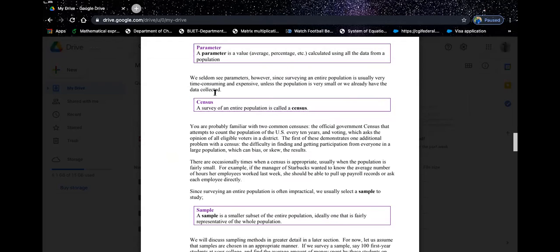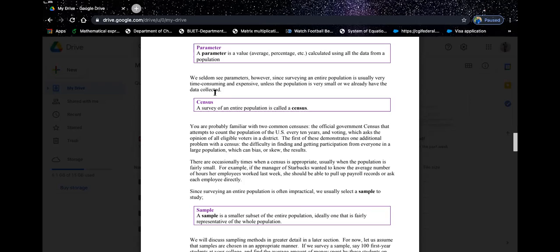So a parameter. When you're collecting data from a population, a parameter is a value which can be derived from that data. Wherever I'm getting the data from, this parameter will give me a certain value. It could be the weighted average, the average, the percentage, and all that. So technically, this is a value from the population.